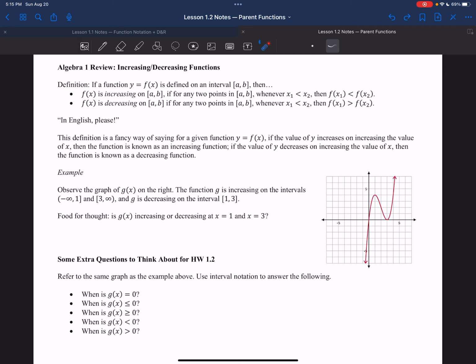So definition: if a function y equals f of x is defined on an interval a, b, and this is just some interval from A to B. It doesn't have to be anything specific, but an example might be like from -10 to +10, right? Then I say that f of x is increasing on that interval AB if for any 2 points in AB, whenever x1 is less than x2, then f of x1 must be less than f of x2. So, okay, what does that mean?